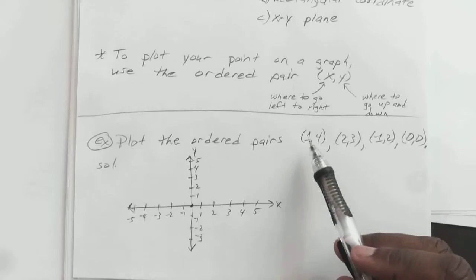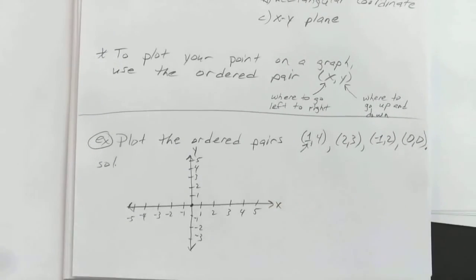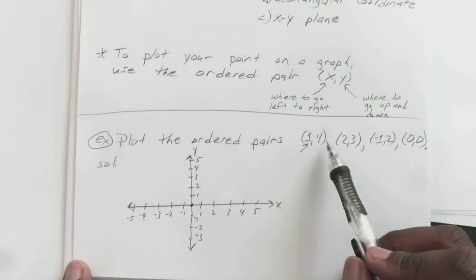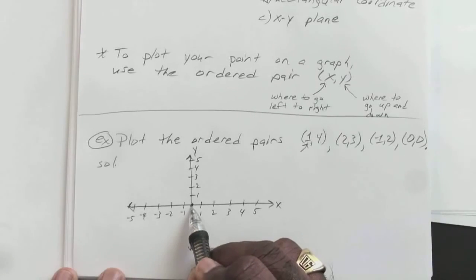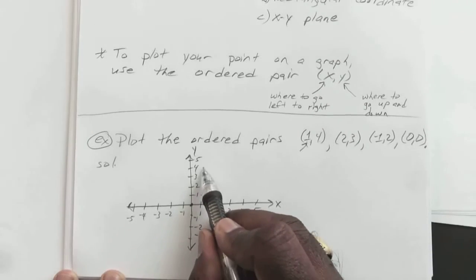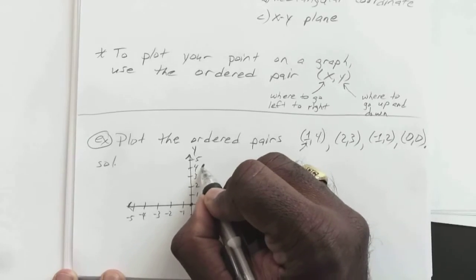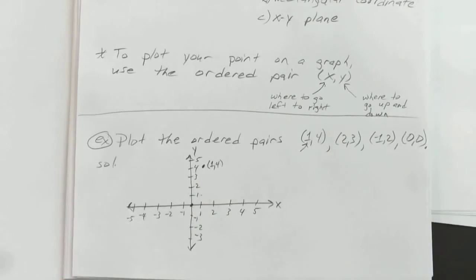Okay. Now for point 1, 4, the 1 tells you it's going to go to the right 1 space. And the 4 tells you it's going to go up 4. So you're going to start at 0, 0. You're going to go to the right 1. Then you're going to go up 4. Okay, so that's your point 1, 4.